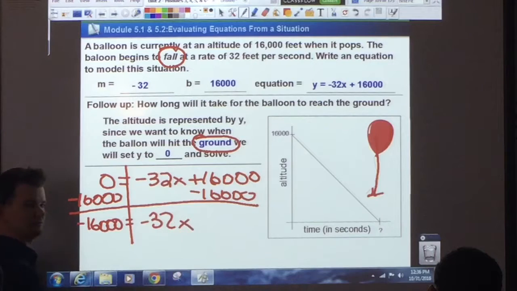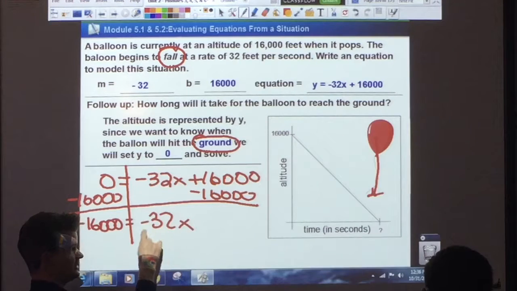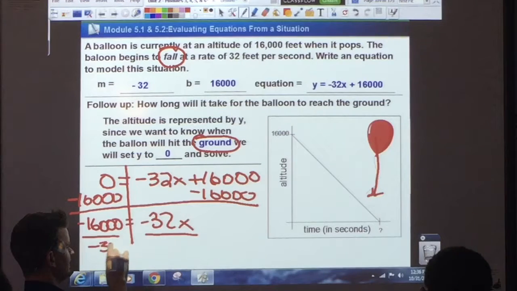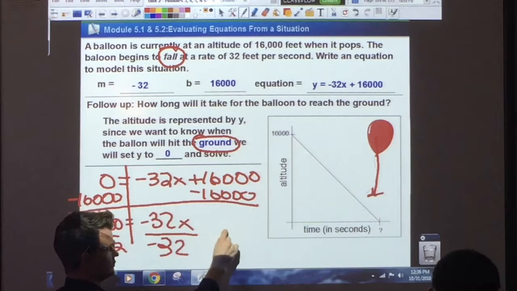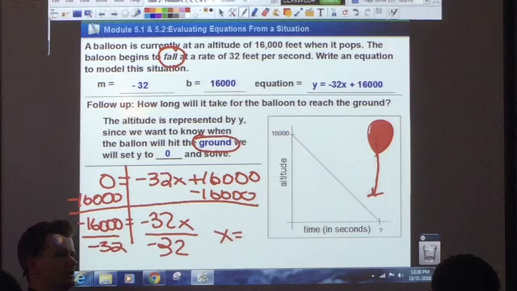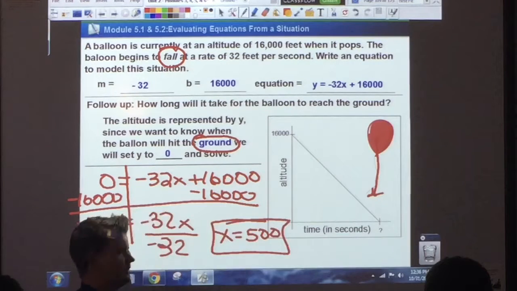What should you do now? Divide both sides by what? Negative 32. You're trying to get x alone. So you divide both sides by negative 32. Somebody do that for me and tell me what x is equal to. X is equal to what? 500 seconds. So the answer to this question, 500 seconds.